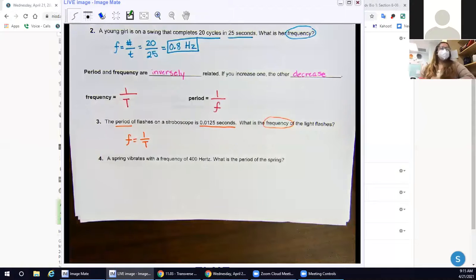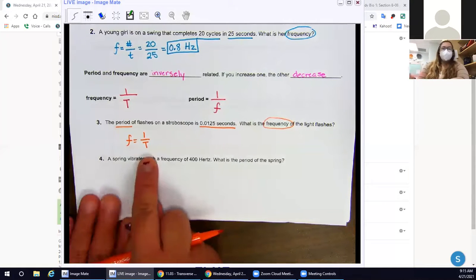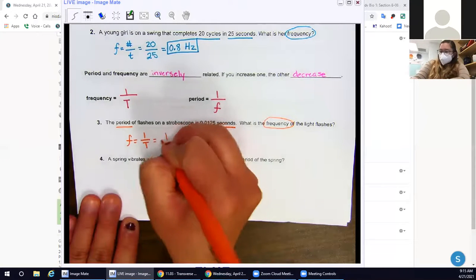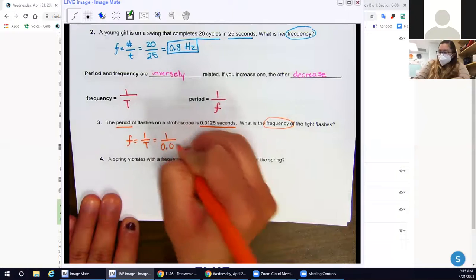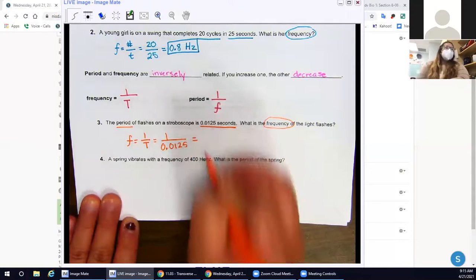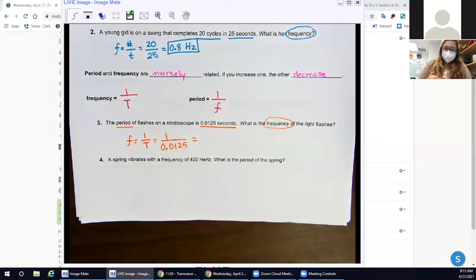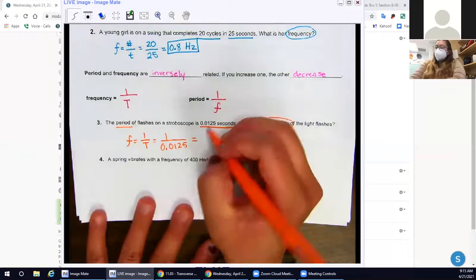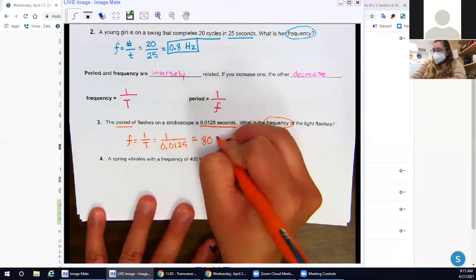There we go. Frequency is 1 over period, so you're just going to do 1 over 0.0125. Your frequency is going to be 80 hertz.